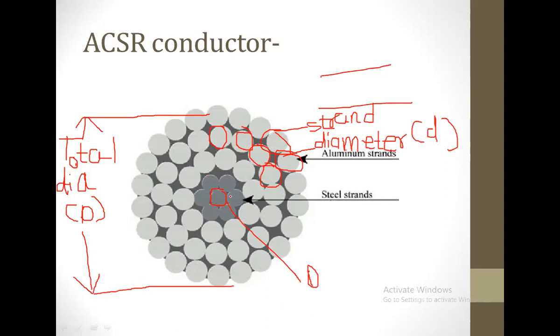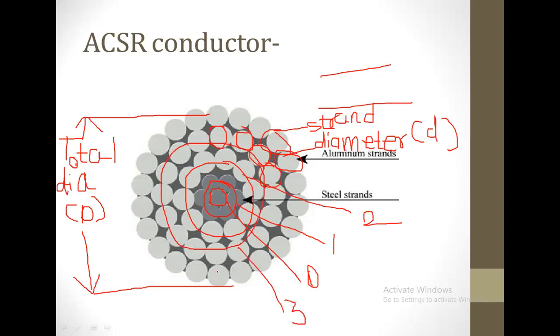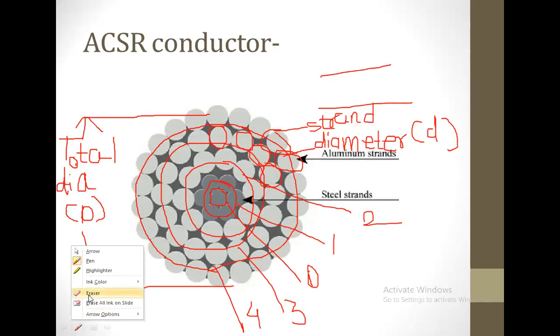Then next, sorry, these are the 5 strands. So these 5 strands come under the first layer, then the second layer, then the next layer. So these are the layers of the conductor. This structure is for the 4 layers of the conductor. Okay.